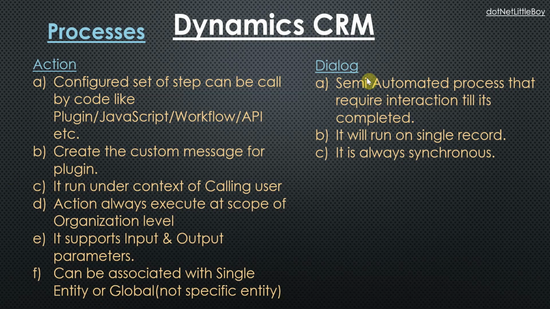Now coming to the dialogue. Dialogue is a semi-automated business process where, from when you start until it is completed, you have to manually interact with it. Meaning, for a single record, you will start the dialogue. Once it is started, you have to give your inputs. Based on the input you have fed, and the steps you would have configured, it will do its task. So dialogue is always associated with a single record.